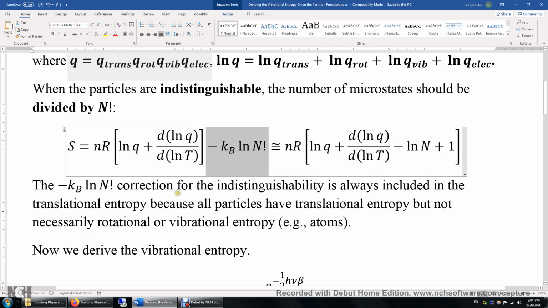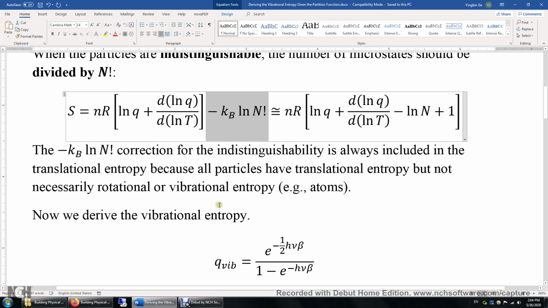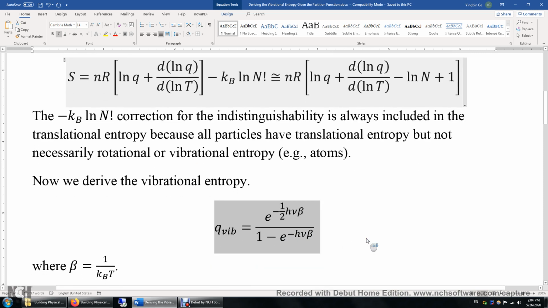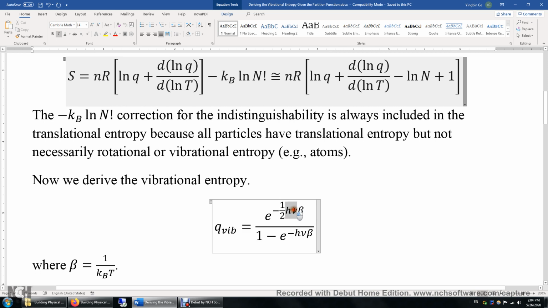So let's look at now the vibrational entropy. First, the partition function is this. We can derive this, and I derived this in a different video. So this h nu is Planck constant times the frequency of a harmonic oscillator. For example, HCl, we can approximately use the harmonic oscillator model to describe the oscillation of the HCl molecule. What is beta? Beta is the reciprocal of kBT. So if you know what the temperature is, just plug it in, you can compute beta.